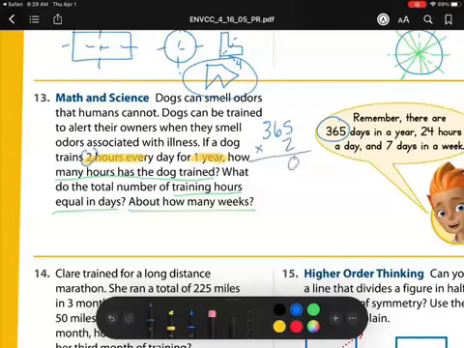So what is that? Well, 2 times 5 is 10, regroup the 1. 2 times 6 is 12, plus 1 is 13, regroup the 1. 2 times 3 is 6, plus 1 is 7. So what's our answer? How many hours has the dog trained? Well, he's trained 730. Now, this next part, it really should say about. It doesn't, but it should.